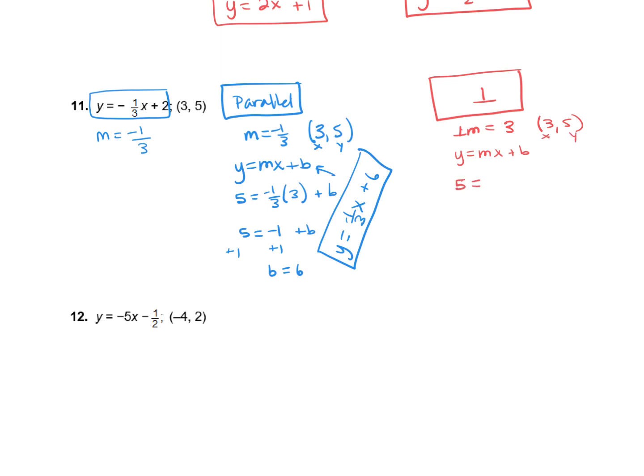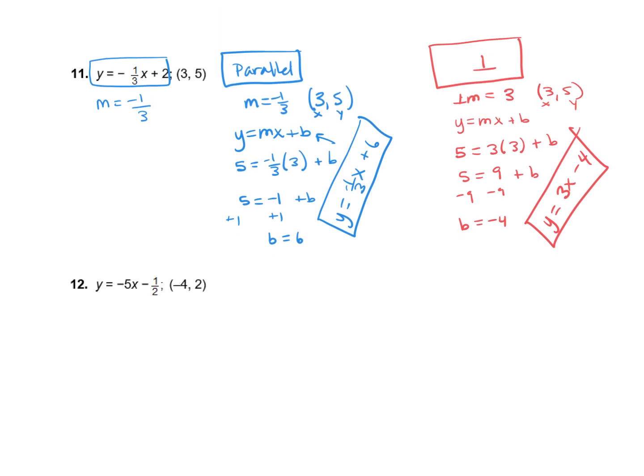So we're going to have 5 equals, our slope is 3 times the x value of 3 plus b. 3 times 3 is 9. Let's subtract 9 from both sides. And our y-intercept, our b value, is -4. So the perpendicular equation is y equals, our perpendicular slope was +3. The x goes with that, and then -4 for the y-intercept we found for that equation.